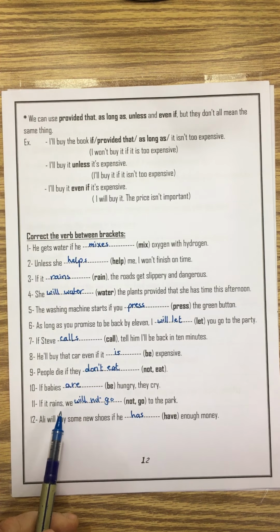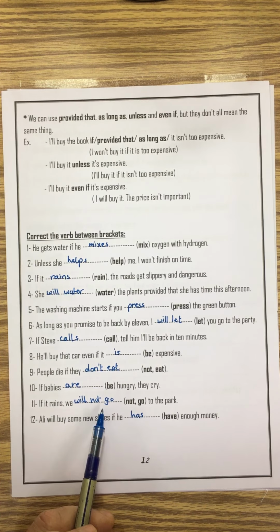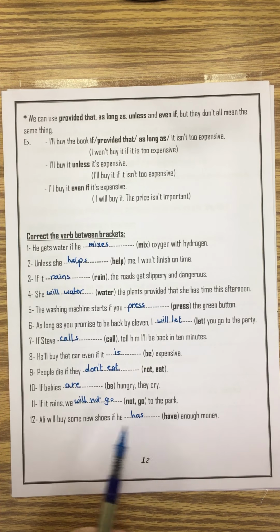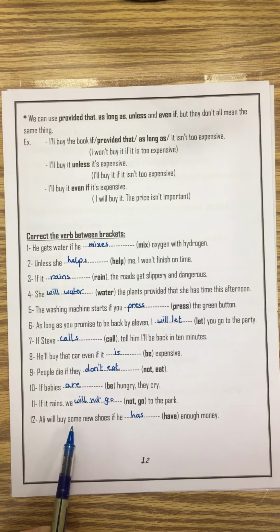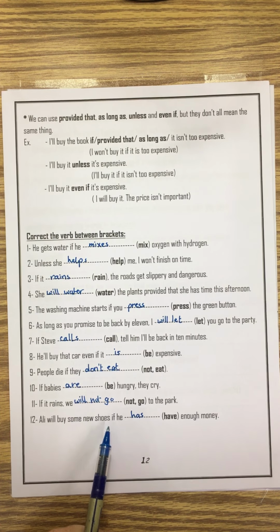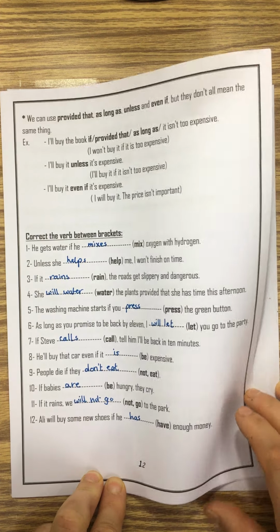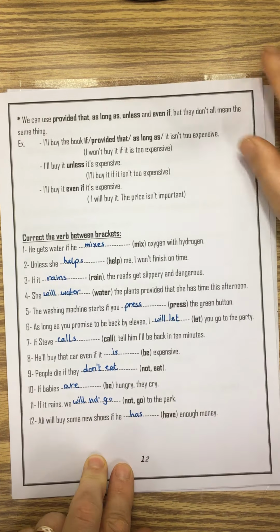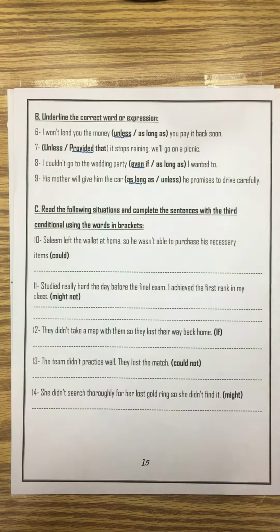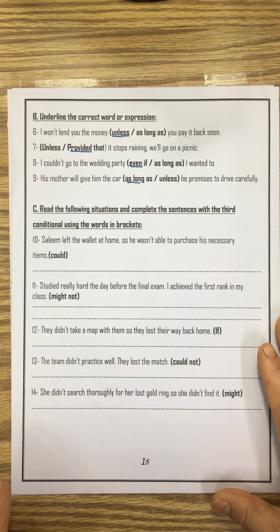If it rains, we will not go to the park. Okay, now this is if clause 1. Ali will buy some new shoes if he has enough money. This is if clause 1. Now this is page 12. Now let's move to page 15.